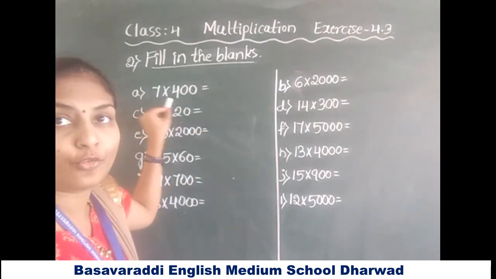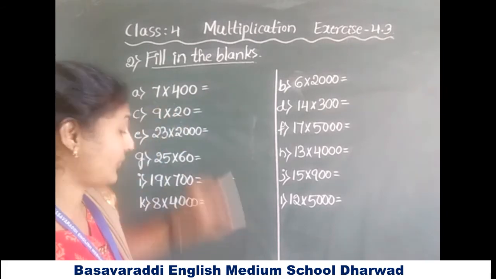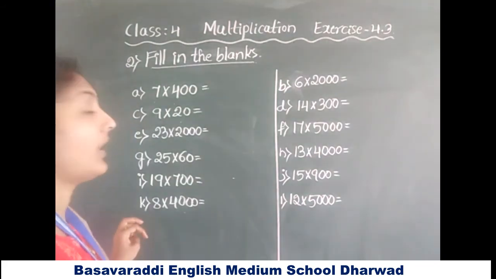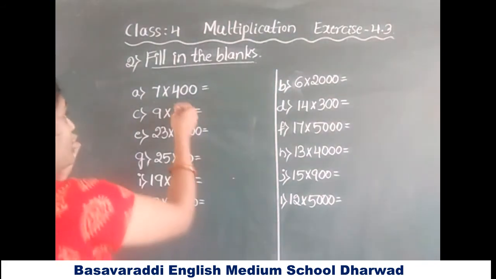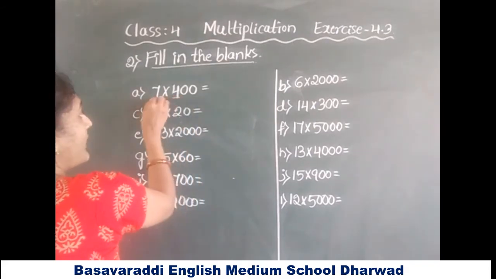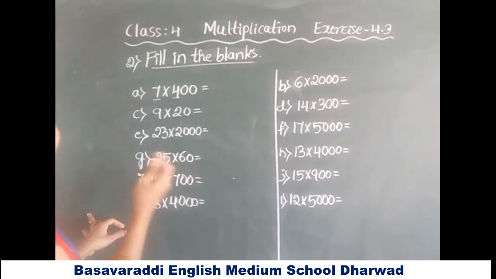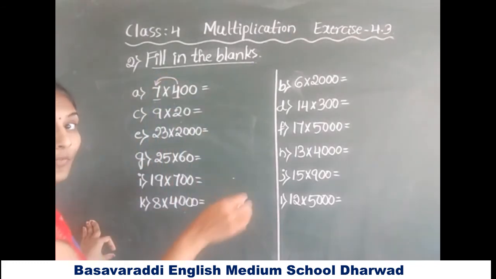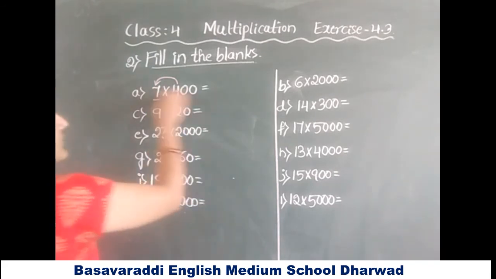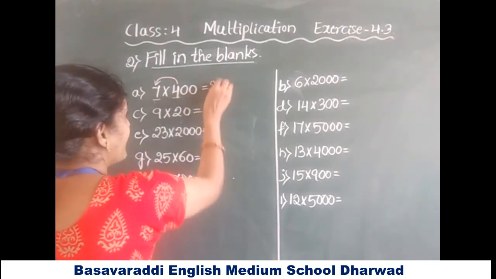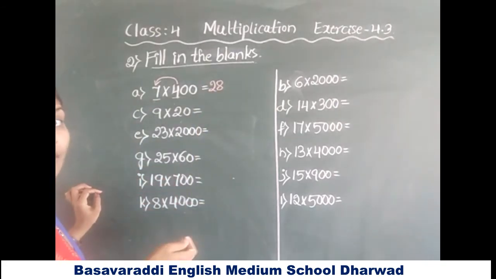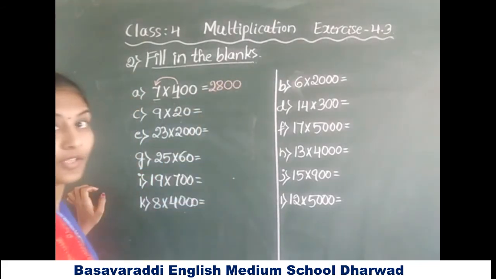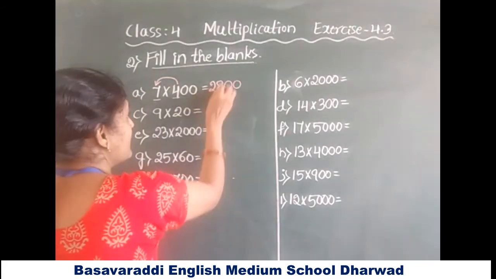The 7 into 400. First, what do we have to do? We have to multiply the non-zero part first and then put the zeros there. What are the non-zero parts here? The 4 and 7. Multiply the non-zero part first, that means 4 into 7. That 4 into 7 is 28. Then put the zeros there. That is the 2 zeros there. So I wrote the 2 zeros, that is 28,000.